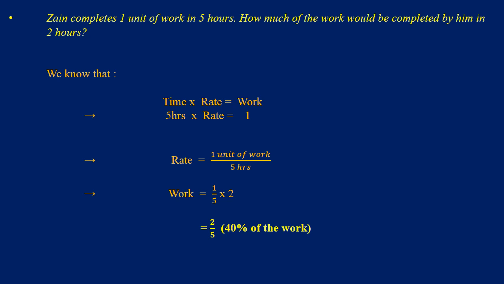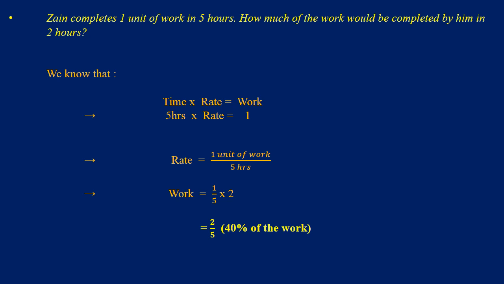Zan works for 5 hours and in that time frame, he completes 1 unit of work. To find the rate, we will transpose 5 hours to the other side. We get the rate as 1 unit of work every 5 hours. Now this is the rate at which Zan completes the work. The question asks us how much of his work will be completed in 2 hours.